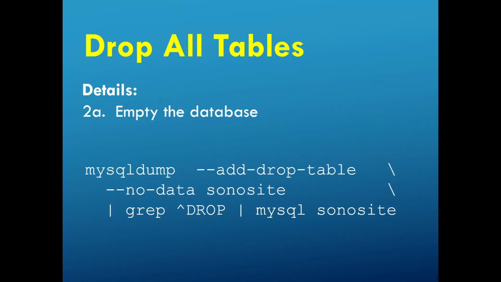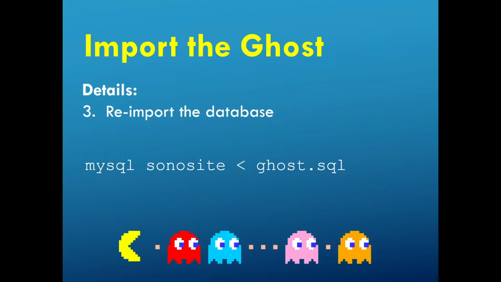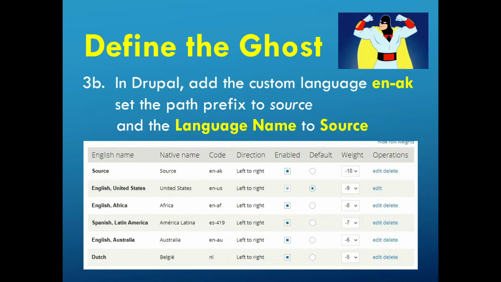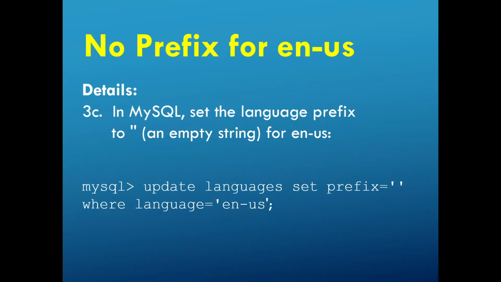We emptied the database. This was a really cool command we developed to empty out a database very quickly. We didn't want to remove it. We just wanted to get rid of all those tables, so we didn't have to futz with permissions and things like that. Re-import the ghost, fairly straightforward. All the tables that we saved before, we bring those back. And now we define the ghost. Basically over here, here's the new ghost source language. It is now enabled. We changed US English to default. And then of course took more backups of that.